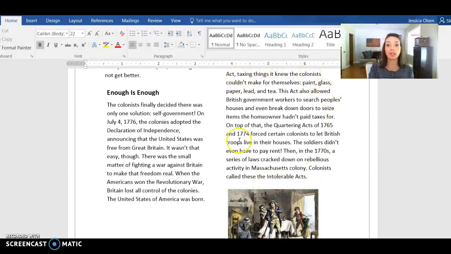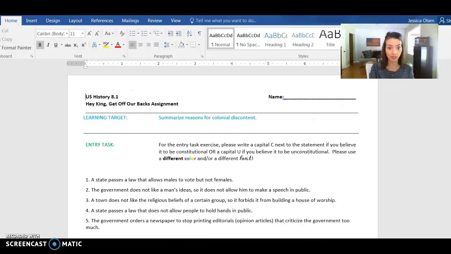All of this information that comes before this last sentence is about the intolerable acts. So when you get to that question in the assignment, you know that you can find the answer right here. Okay, so I'm going to flip over to the assignment, and of course there's a link in IA Campus for you. So there's the reading document, here's the assignment, and let's look at the learning target again.